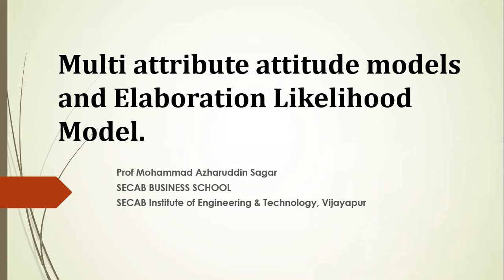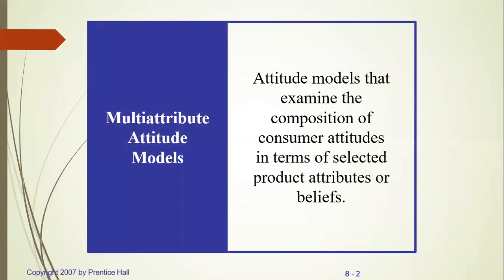So last class we discussed the tri-component model. What are the three things which affect the attitude of the consumer? Let's start with the multi-attribute model. The multi-attribute model examines the composition of consumer attitude in terms of selected product attributes or beliefs. So it's all about the composition of the consumer's attitude towards the selected product and the attributes or beliefs he has.